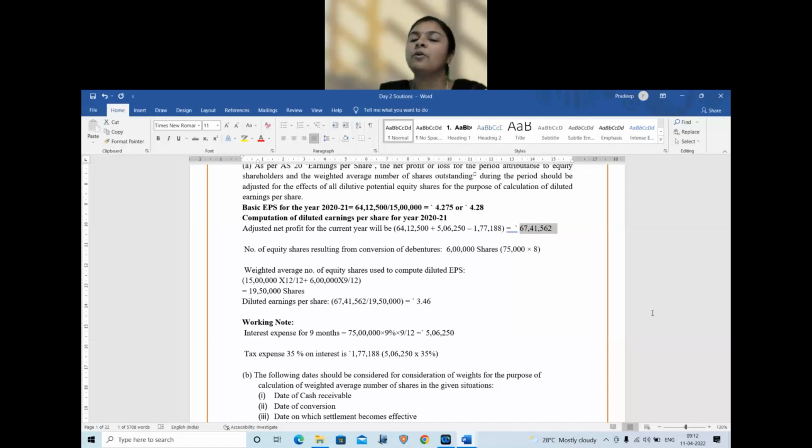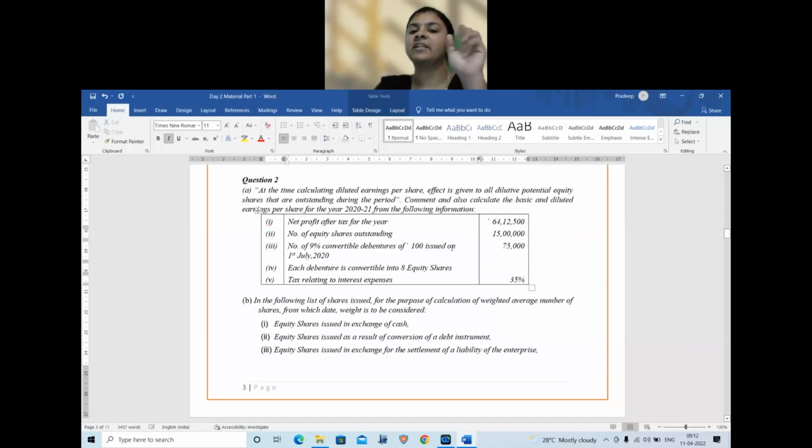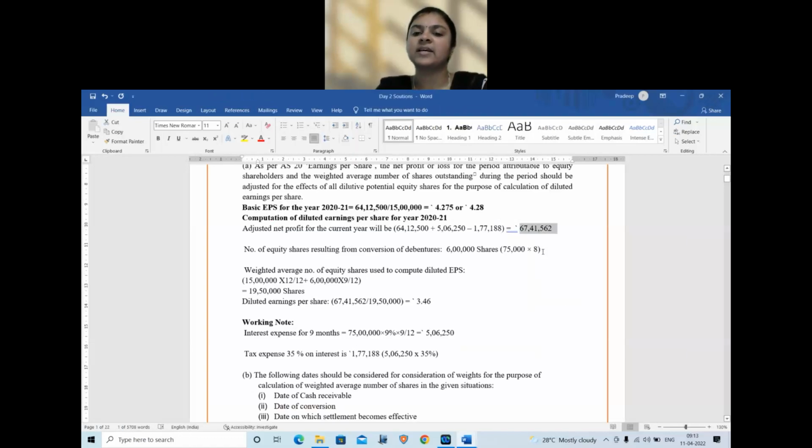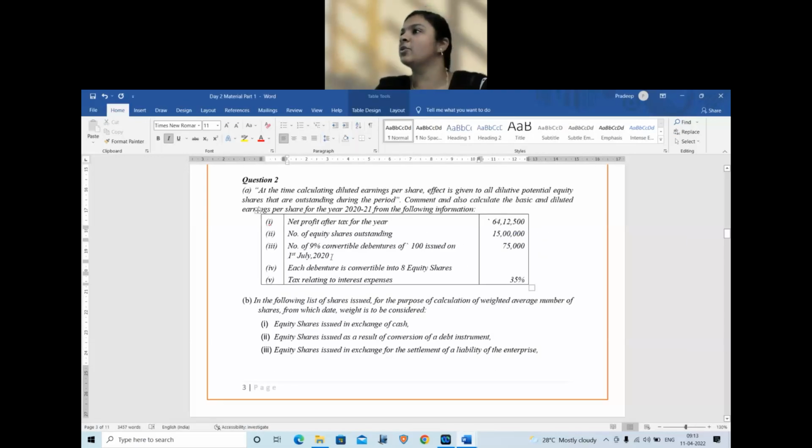Okay. Now we go to the calculation of the denominator, which is potential equity shares. For potential equity shares, we have 75,000 debentures, which can be converted into how many shares? 8 equity shares per debenture. So 75,000 into 8. How much is the potential equity shares? 6 lakhs. But this 6 lakhs is available from which date? From the date of issue of debentures only, which is after 1st July only, the 6 lakhs has become potential equity. So for April, May, June, there was no potential equity.